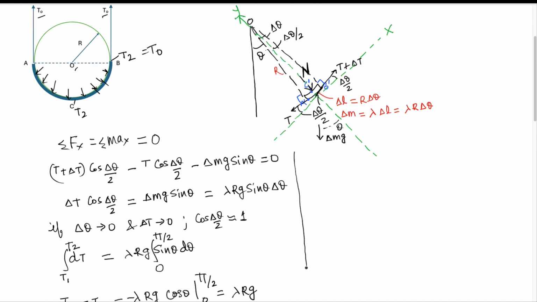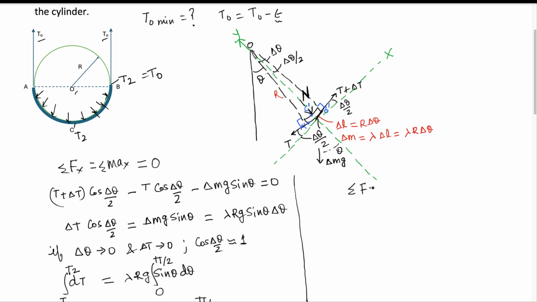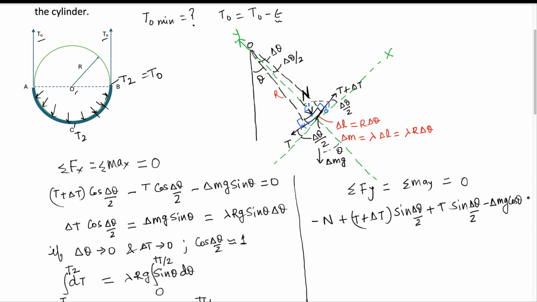We can write another equation in the y direction. So we can again say Fy is equal to may. And again, in the y direction also we have 0 acceleration. So then we can write, if this is the positive, then n is in the opposite direction, so minus n. And then t plus delta t will have a component in this direction. Since this is delta theta by 2, this angle is 90 minus delta theta by 2. So minus n plus (t plus delta t) sine delta theta by 2 plus t sine delta theta by 2, and minus delta mg cos theta, should be equal to 0.